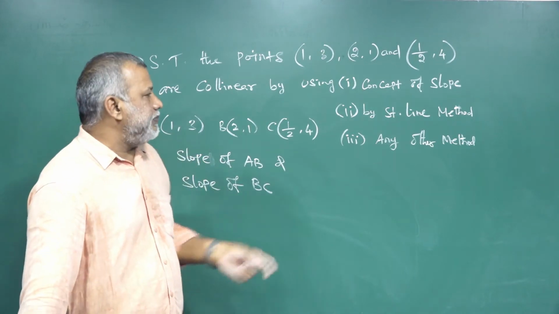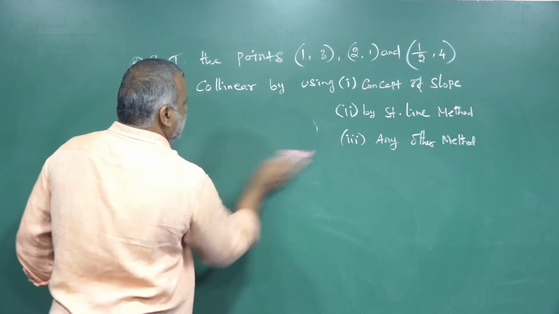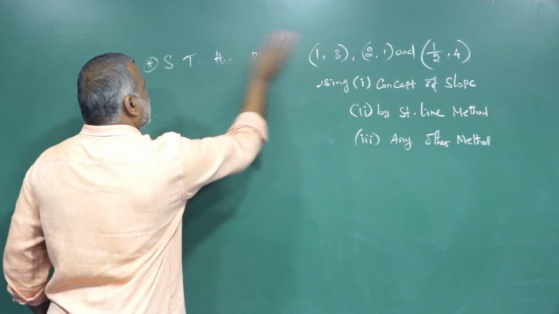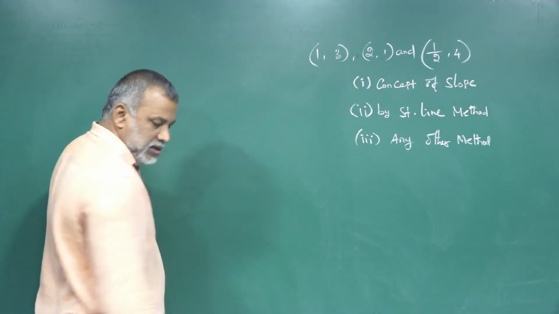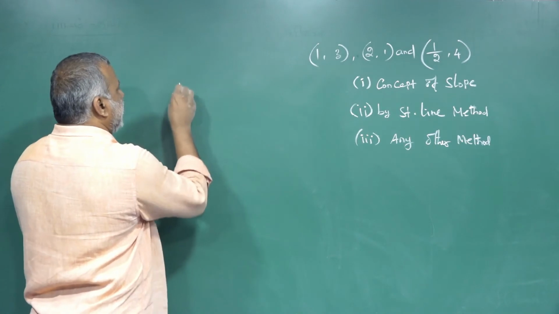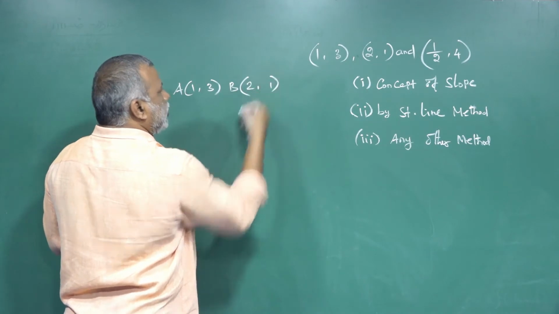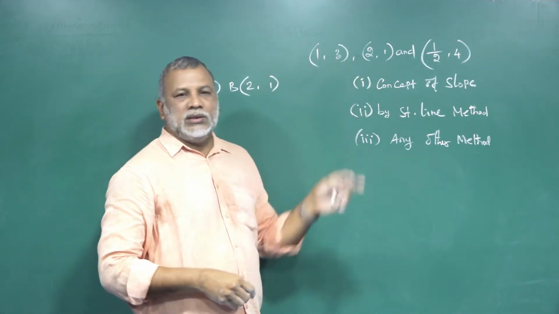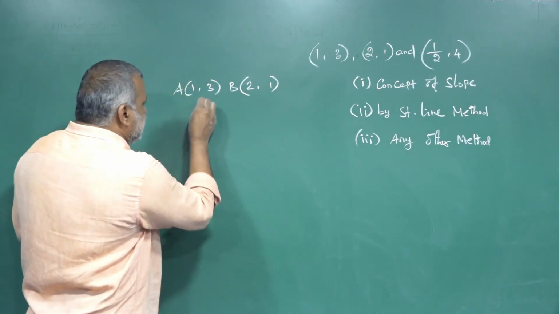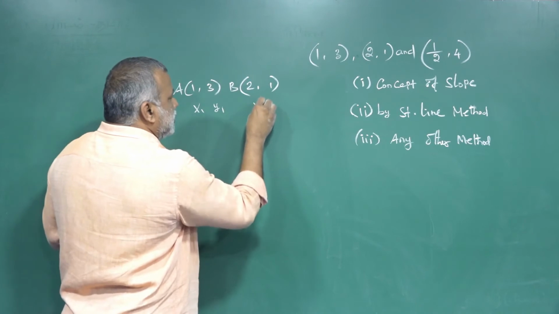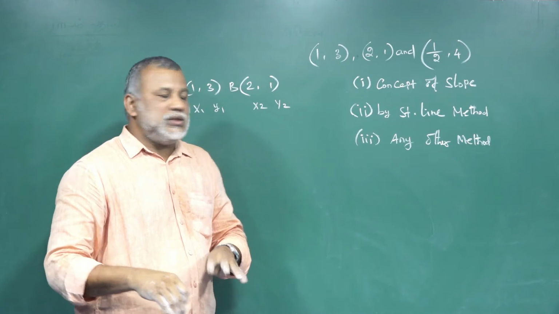Now see the second logic, by the straight line method. We are going to use the straight line method. Already we have three points. So select the points A as (1, 3) and B as (2, 1). Out of these three points, I am taking two points and giving the names A and B. This is x1, y1 and this is x2, y2. From your 10th class knowledge, you already used this.